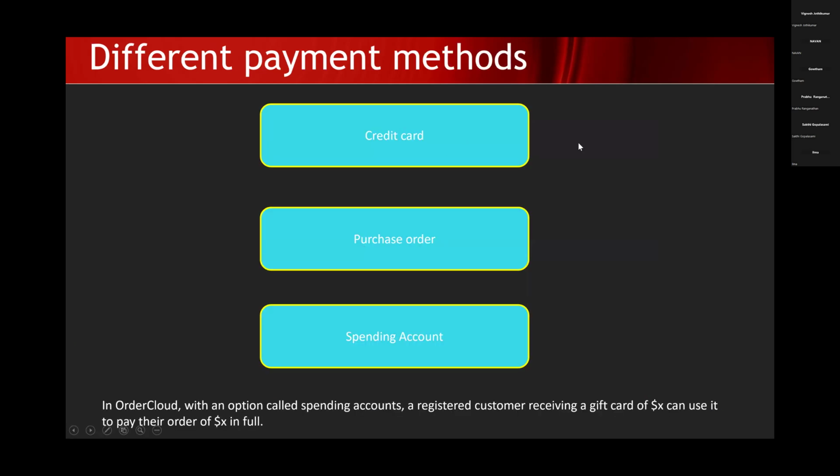So there are different types of payment methods for an order. You can use credit card, purchase order, or spending account. In OrderCloud, with an option called spending accounts, a registered customer receiving a gift card of X dollars can use it to pay for their order of X dollars in full. I think I've heard this before. Such options are not normally available in other applications, or businesses don't encourage them. But this is a feature provided by OrderCloud, where they can pay off their purchase using a gift card, using a spending account.